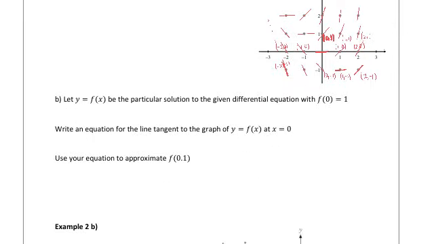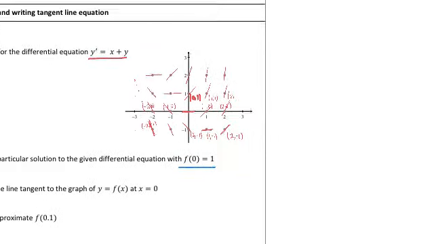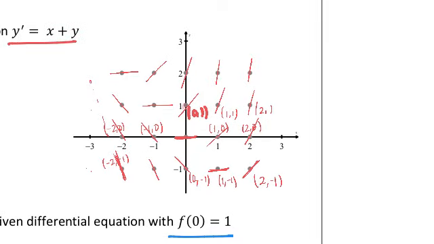Okay, so part B here says let y equals f of x be the particular solution to this given differential equation with f of 0 equals 1. So what we're being told is that this equation obviously has an infinite number of solutions, but we want to visualize first this particular solution that goes through the point (0, 1). So that's here. So I have to start at that point and then draw the solution curve following the slopes, and recognize the slopes are increasing as I go out this way. So I'm going to get something like this.